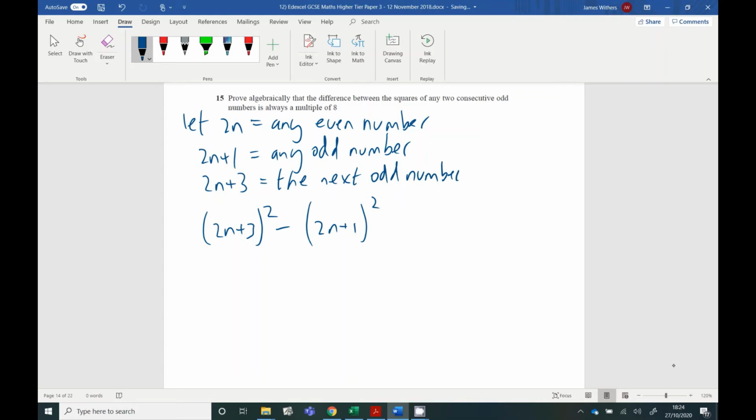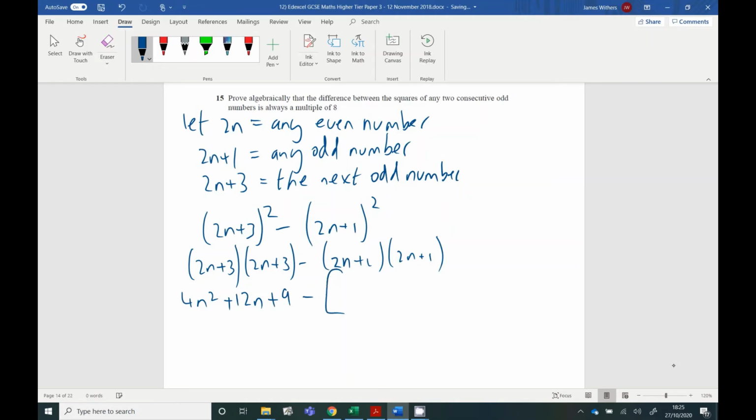Now 2n plus 3 all squared obviously means 2n plus 3 times 2n plus 3, and then we're taking away 2n plus 1 multiplied by 2n plus 1. So this first one, 2n times 2n is 4n squared, then plus 6n, which is plus 12n, and then 3 times 3 is the 9. Now I'm going to be very careful with this second bracket with this negative. So let's leave the negative for now and just multiply out the second pair of brackets. So 2n times 2n is 4n squared, 2n times 1 is 2n, 1 times 2n is 2n, so that's 4n, and the 1 times the 1 is the 1.